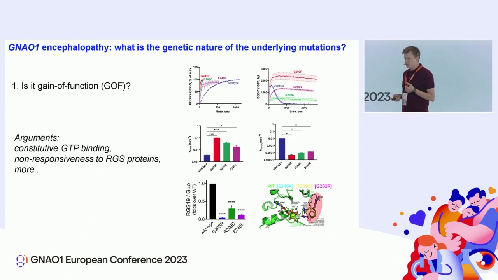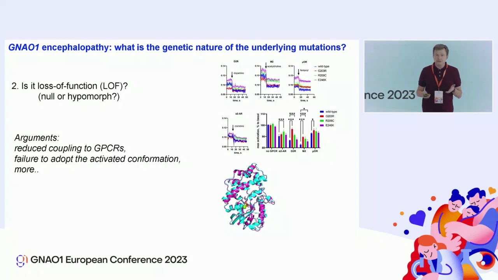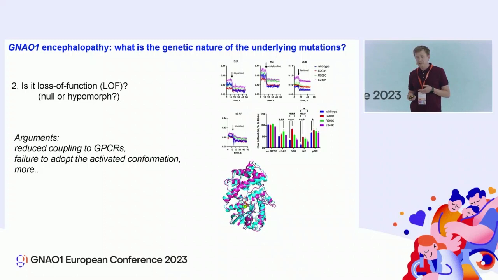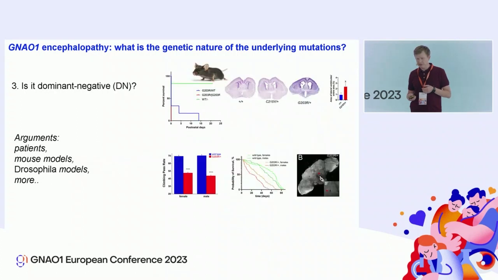One question which we have been addressing is, what is the genetic nature of the mutations? Is it gain of function? And the argument in favor of this is that we see, for example, that the mutants are constitutively GTP bound, which suggests that they are gain of function. But there are also other observations which may suggest that the mutants are loss of function, either null or hypomorph. And you know many examples from your laboratories, and we have found some observations which are published.